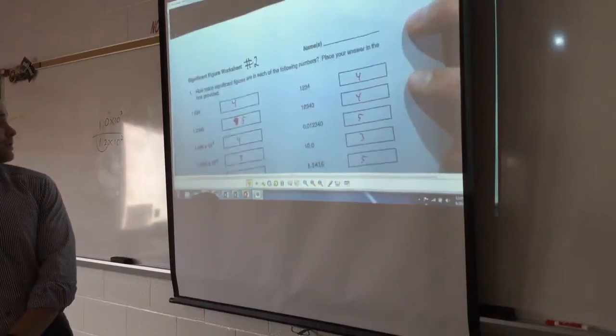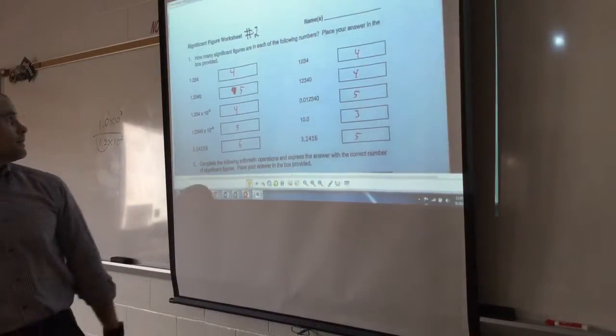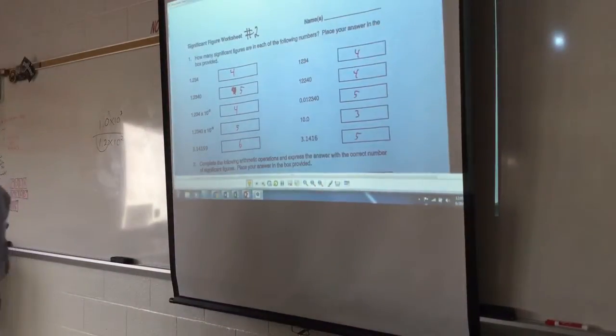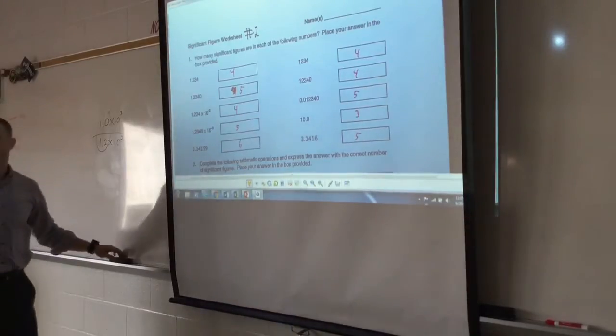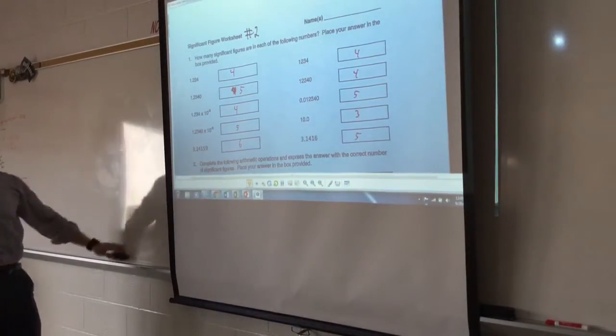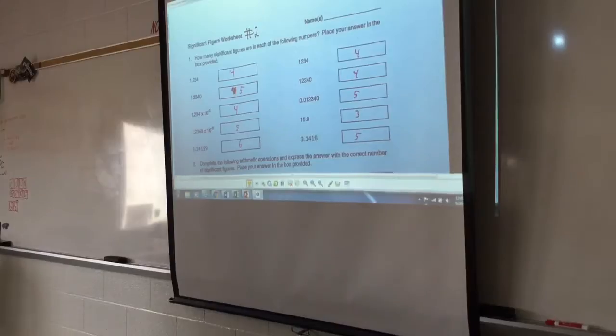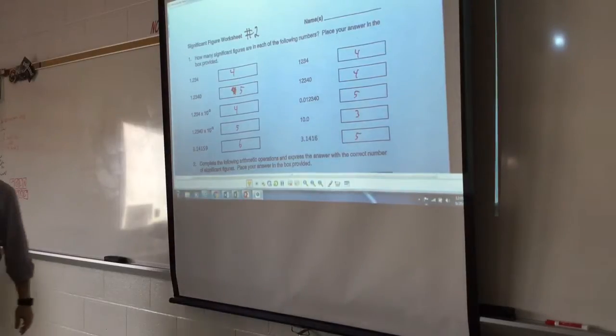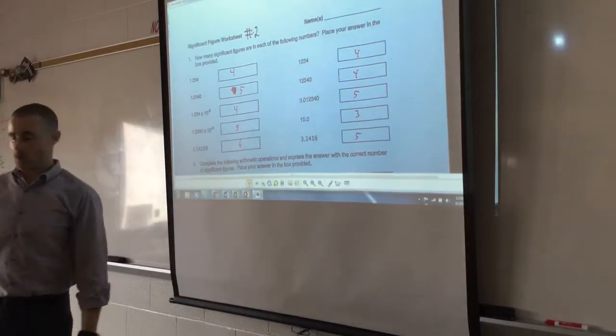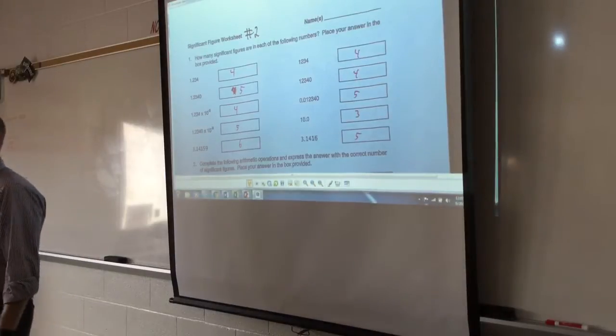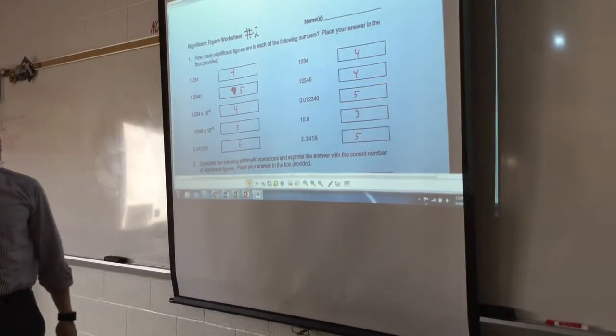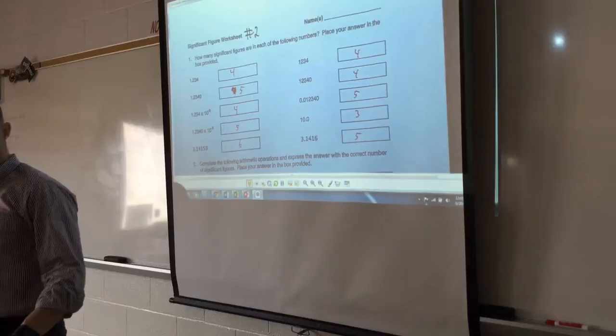All right. Let's just look at this top section here. Again, that's the most important skill. Can you look at a number and count the sig figs? That's the most important. Questions on those? Okay, next.